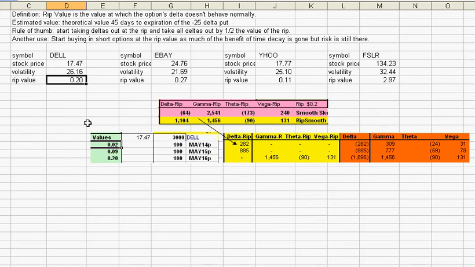sample position that you might have. In Dell, let's say you owned 100 May 14 puts, 100 May 15 puts, and 100 May 16 puts with a stock price of 17.47. Well, the theoretical value is 20 cents, which happens to be right at the RIP value for the 16 put, 9 cents for the May 15 put, and only 2 cents for the May 14 put.